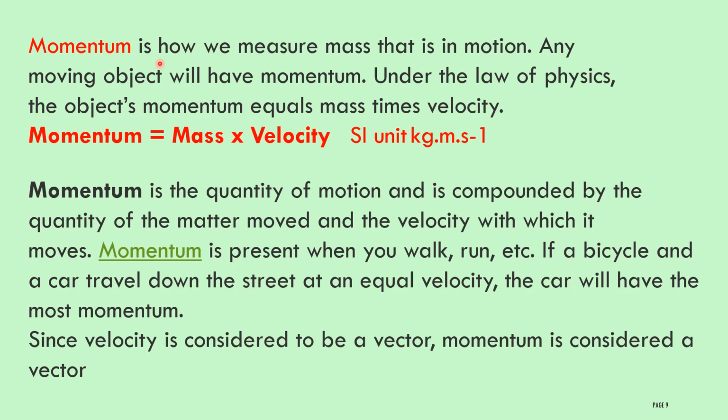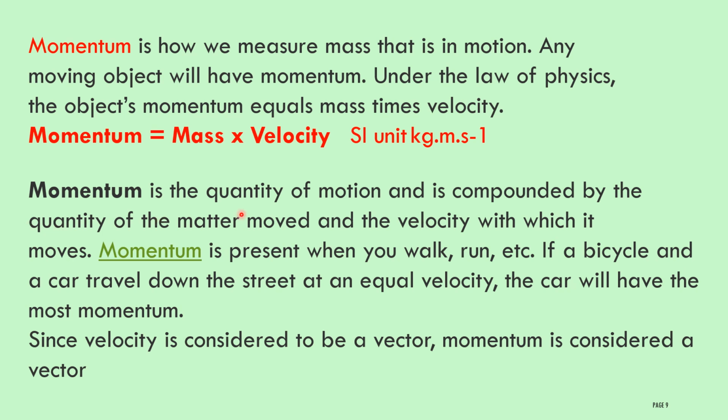Momentum is how we measure mass that is in motion. Any moving object will have momentum. Almost all objects, when they are in motion, possess momentum. According to the laws of physics, the momentum of an object equals mass times velocity. The SI unit is kg meter per second.